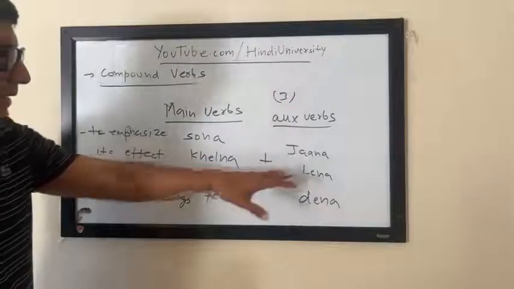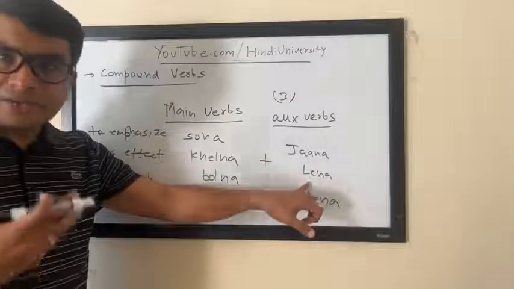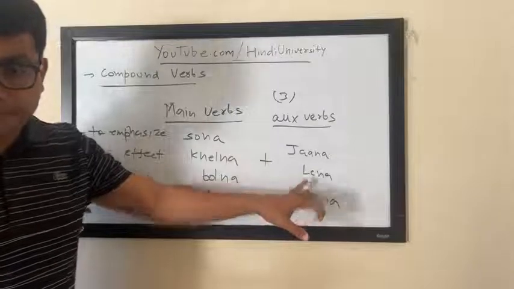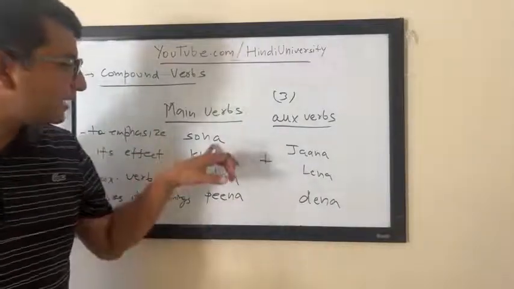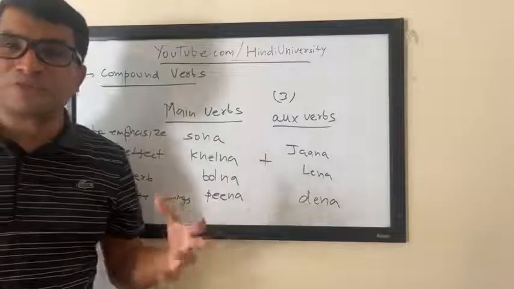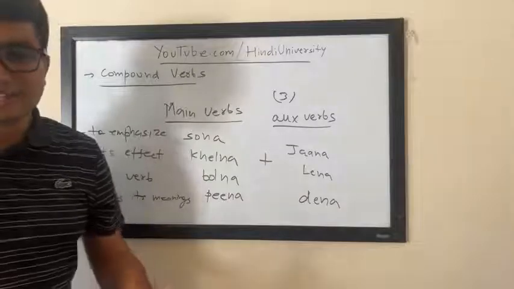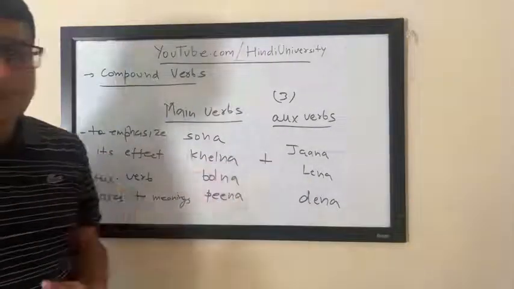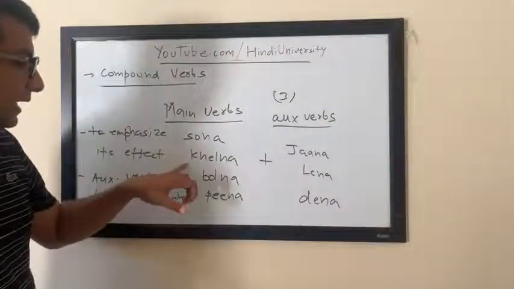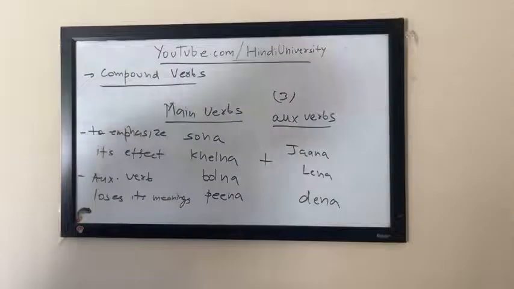So when you add it, as you know, Jana is to go, Lena is to take, and Dena is to give. But when you use them together, you will not really see the notion of, say, Jana, to go. I mean, you can say to go to bed, basically, but you will not really see to go in that context. Okay, so that's the high level definition of it.